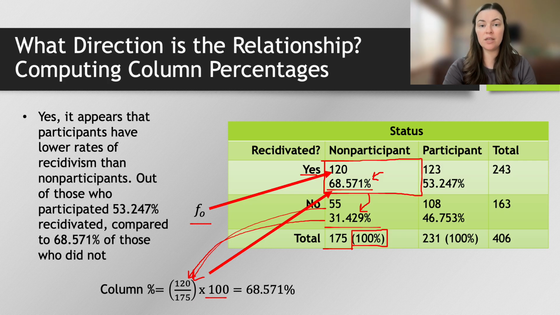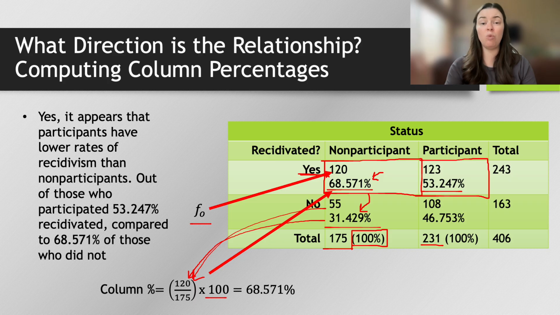But let's compare this top row to our participant cell here on the top. We had 123 individuals who participated in the treatment program also recidivate. And so if I plug in 123 and divide that by my column total of 231 and multiply that figure by 100, I get 53.247%.